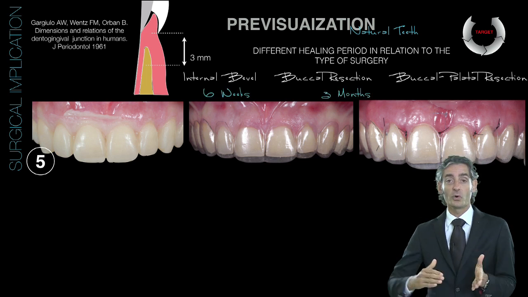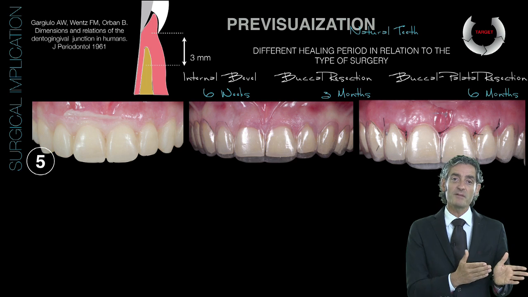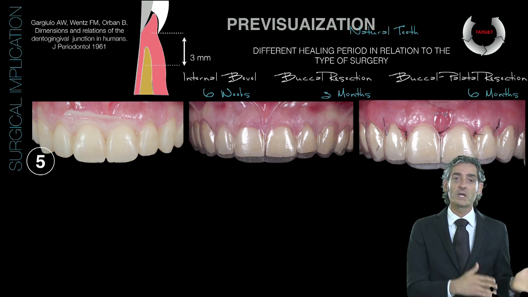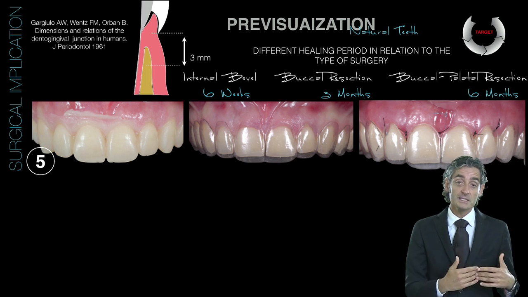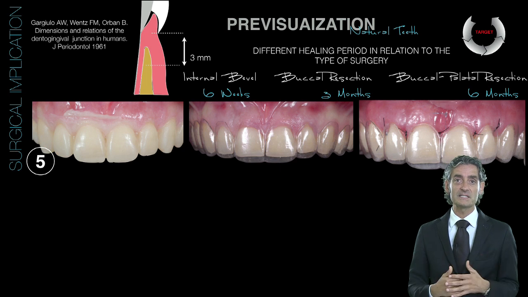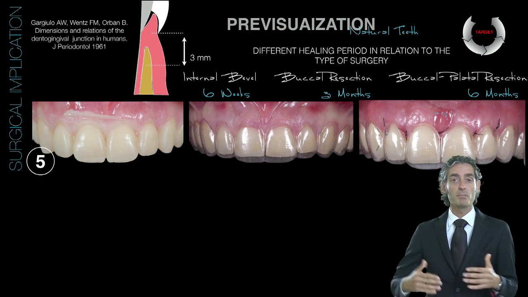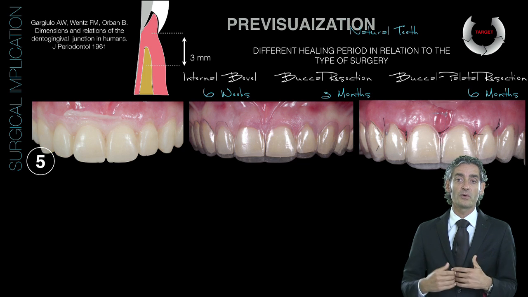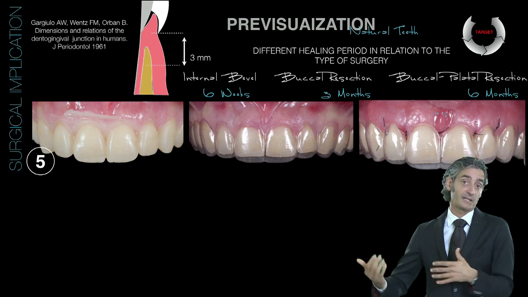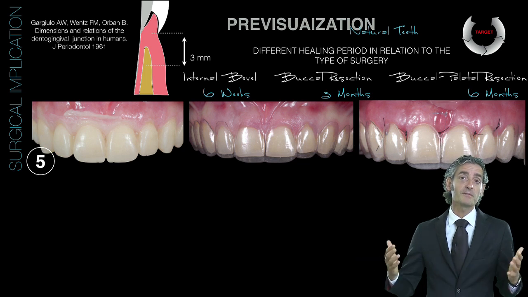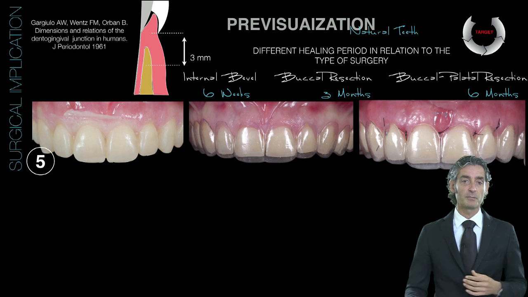And then we can go, in some cases, with an internal bevel, which is the easy way to go, and we can wait 6 weeks to have the healing and the stabilization of the tissue, or in some cases we can go for a buccal resective therapy or for a buccal and palatal resective therapy. And this makes a big difference in the healing time, for example.